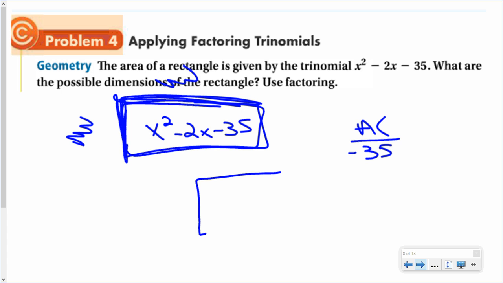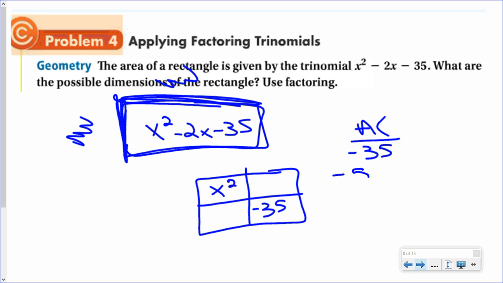You create a box. Factors of negative 35. There's quite a few of them, 1 and 35, that's always an option, but let's get right to the chase here. It's going to be 5 and 7, but the 35 is negative, so let's start with negative 5 and positive 7. That gives you 2 when you add them together. Well, that's not it, because we want a negative 2. So let's switch it around. Let's go with positive 5 and negative 7.